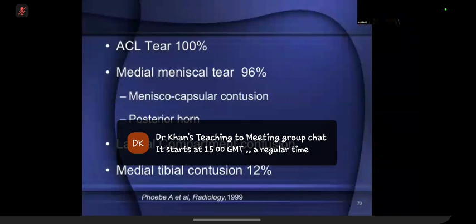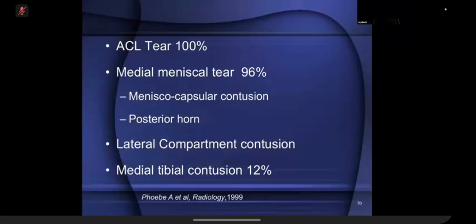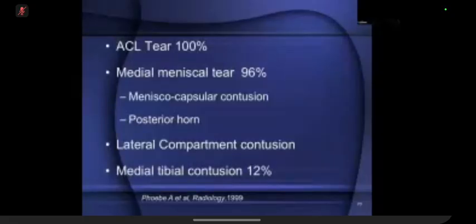When the ACL ruptures, you get to see tears of the medial meniscus in a significant number of patients. Look carefully at the meniscocapsular area because that's the segment which gets missed. Look carefully at the posterior horn, look at the lateral compartment contusions, and look at the medial tibial contusions, which do happen, the counter-coup injuries, but relatively less common.